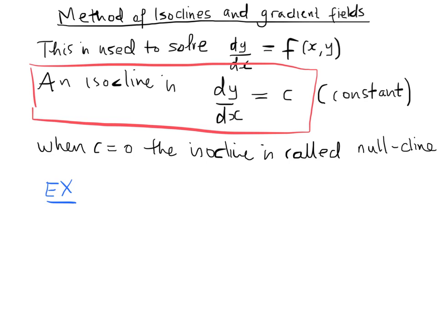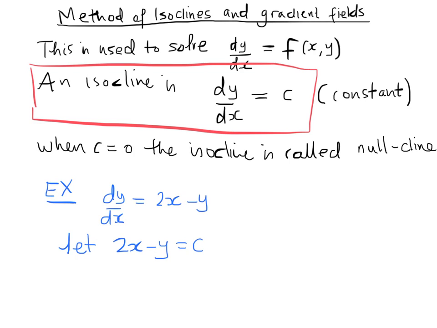Okay, so the first thing that we need to do is to form dy by dx equals c. So in here, our example is dy by dx, and our function of x and y is 2x minus y. Okay? And we're going to let dy by dx equals c. In other words, 2x minus y equals c. What type of thing does that look like? It's a straight line. Yeah, this is a straight line.